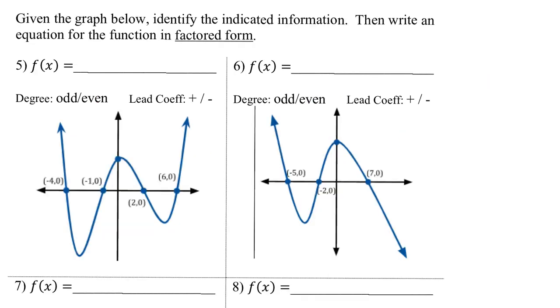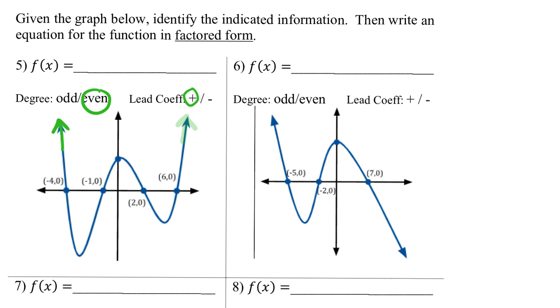Okay, for the next ones, we're going to write the equation based on the behavior of the graph in factored form. Okay, so we're going to identify the indicated information and write an equation in factored form. So the first thing, I'm going to look at the end behavior to figure out the degree. Since it's going up on the left, it's got to be positive. Since it's also going up on the right, it's positive. Since it's up on the left, it's even because it's matching. So I know my answer should be even and positive.